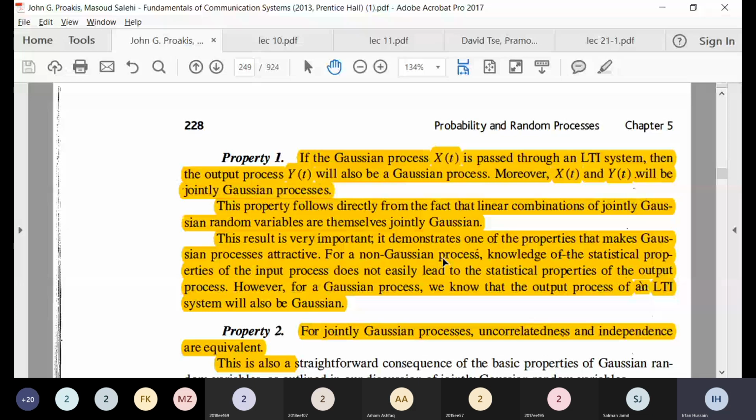This also gives a very important property: if the input is Gaussian, then you know that the output has to be a linear combination of the input. For a non-Gaussian process, it becomes difficult because the input statistical knowledge will not simply give the output. But here you just know that if the input is a Gaussian process, then the output will also be a Gaussian process.